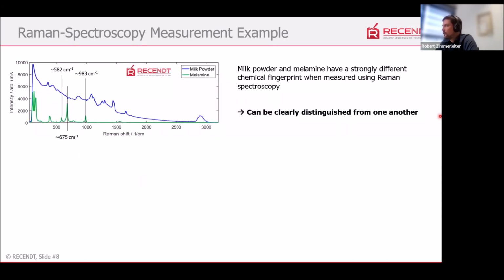So now I want to show you a Raman spectroscopy measurement example that we did a couple of years ago. Here we have Raman spectra of two substances plotted in one graph. Again, on the x-axis, there's the Raman shift corresponding to the energy loss of the individual Raman scattered photon. On the y-axis, we have the amount of photons, and we have a blue line for milk powder and a green line for melamine. And we can see clearly these two signals look very much different.